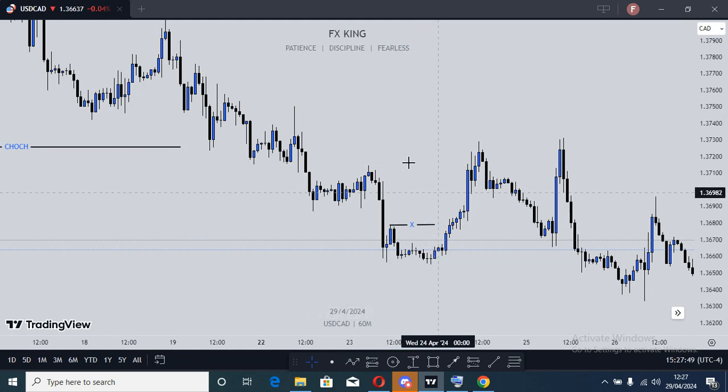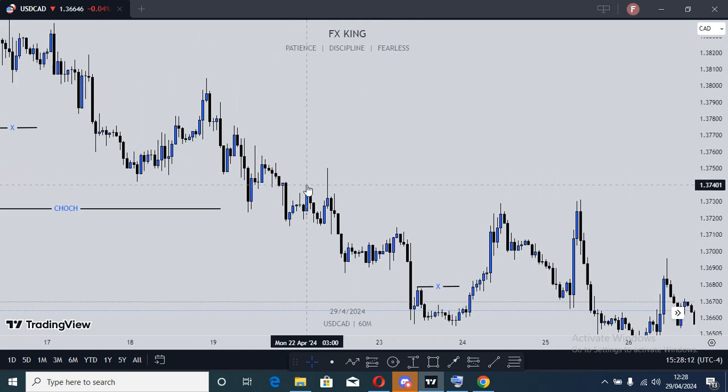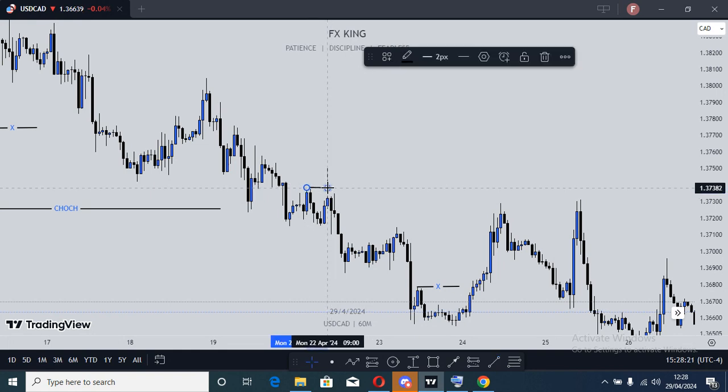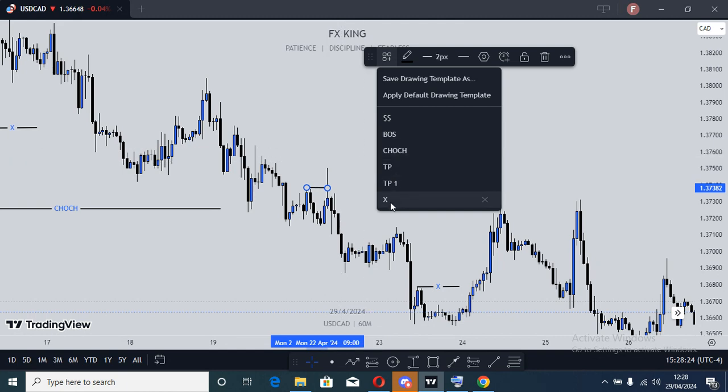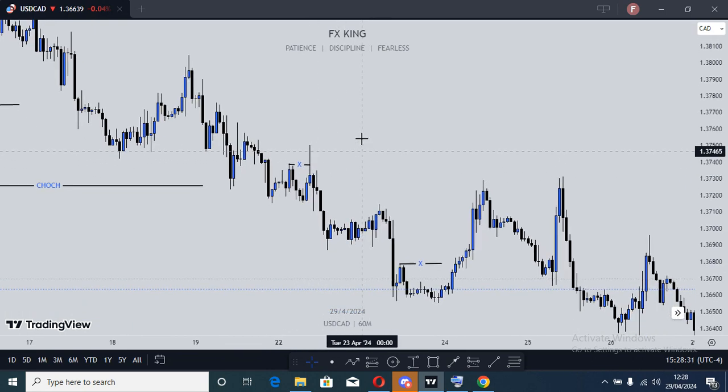Now, after this inducement has been taken out, now you can start looking for sales. Now, what you normally have after inducement are two POIs, our decisional POI and our extreme. Now in this case, if you look here, you see that this POI here is of extreme. That means this POI here is high probability because it swept this previous high here. The candle swept this previous high, so it took our liquidity.